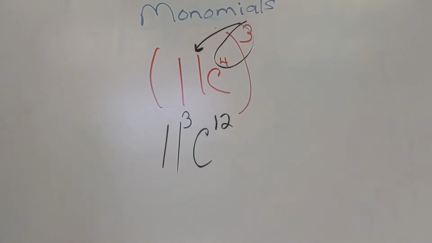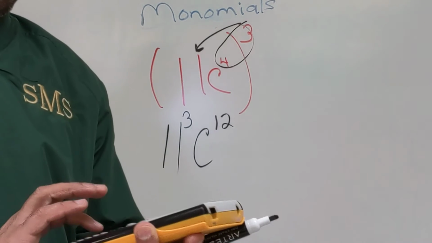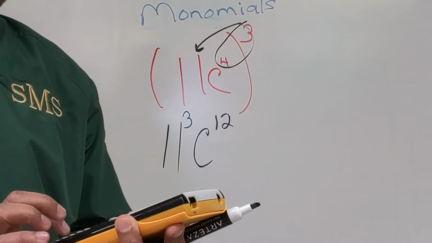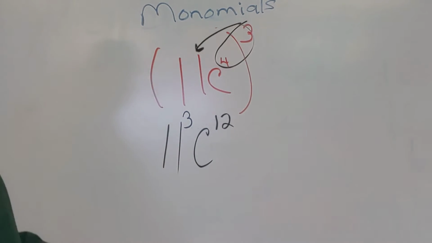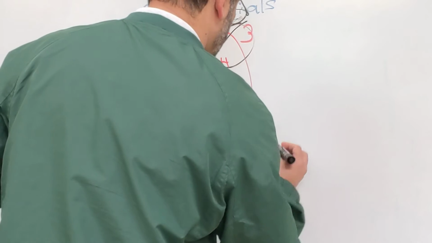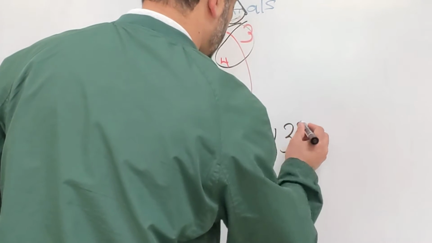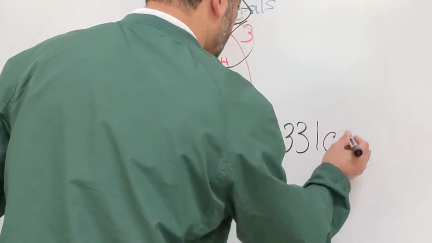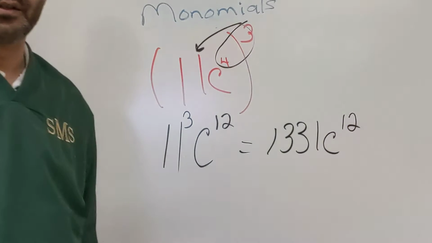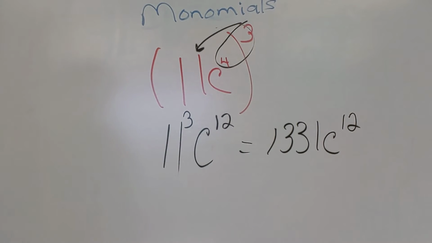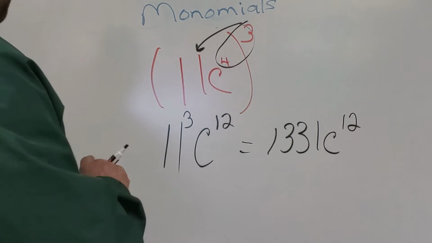All right? And then you could further simplify this by going to your calculator and taking 11 to the 3rd power, which is going to be 1,331 c to the 12th. All right, so I keep the base and I multiply. Keep the base, multiply.